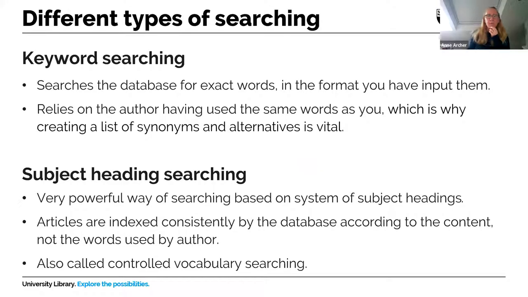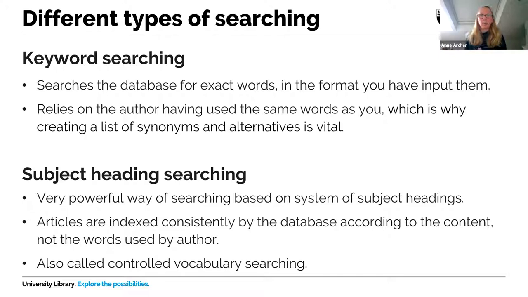So finally, before we finish, we just want to touch on different types of searching. Different databases are constructed differently. Scopus is a keyword database, and there are lots of other keyword databases out there. These databases basically rely on whatever you put in them, the keywords that you choose.